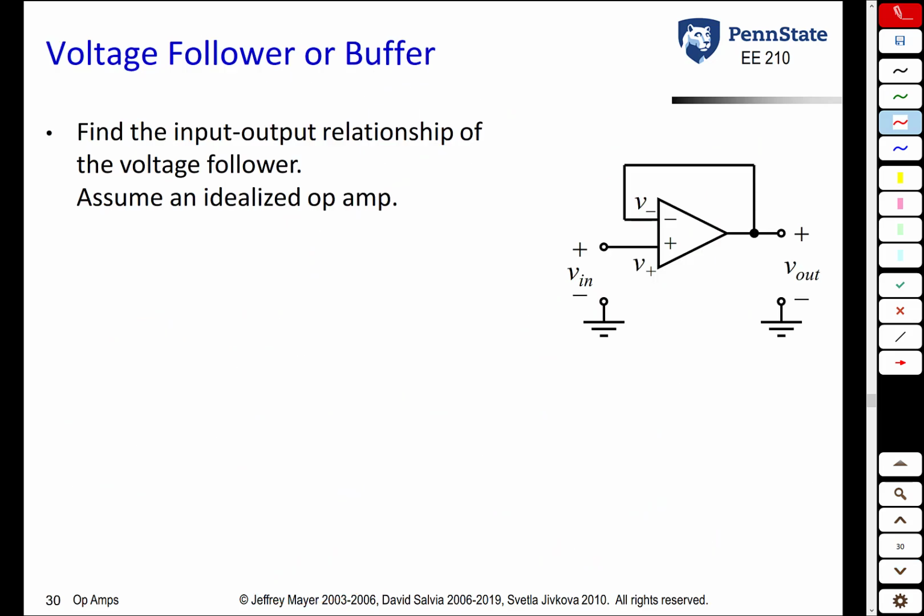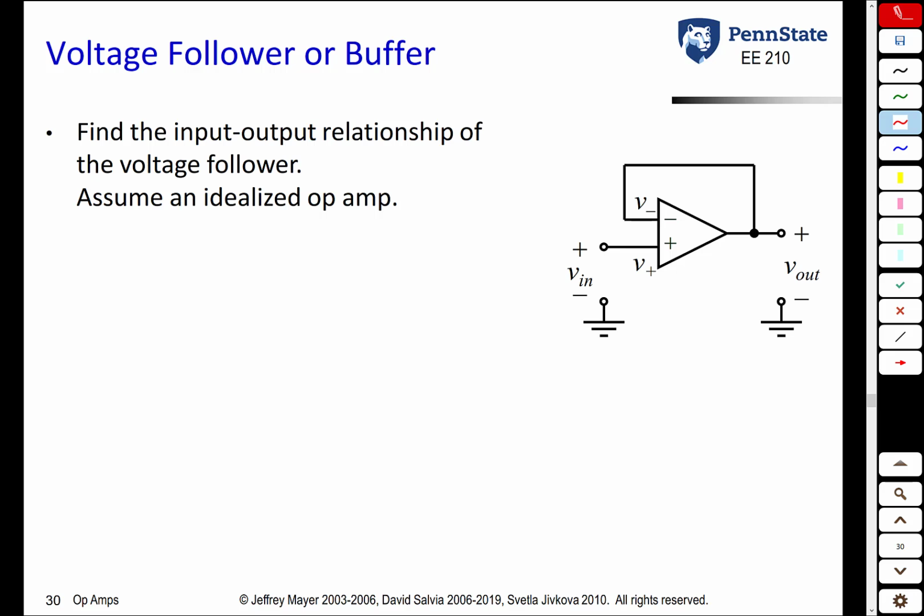So now we're going to look at the voltage follower, also called a buffer circuit. This is probably the strangest of the op-amp circuits because it's very minimalistic. And when we see the relationship between V in and V out, you might ask yourself why use this at all. But we'll see in a minute that this is actually an extremely useful circuit.